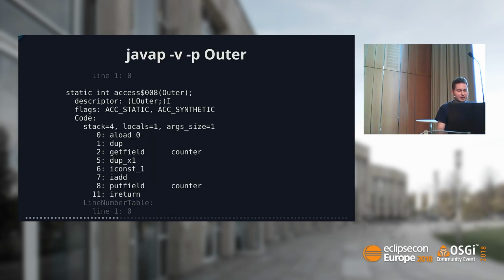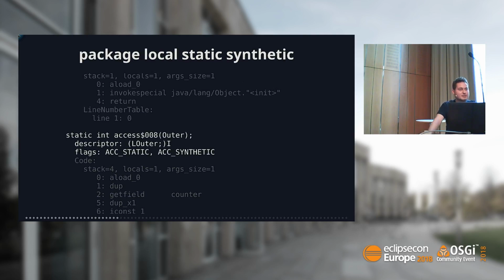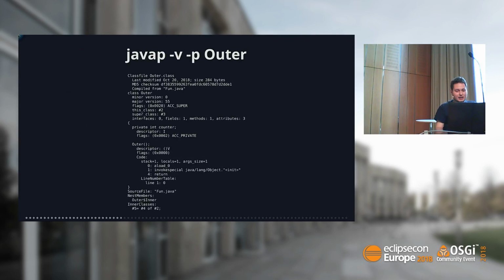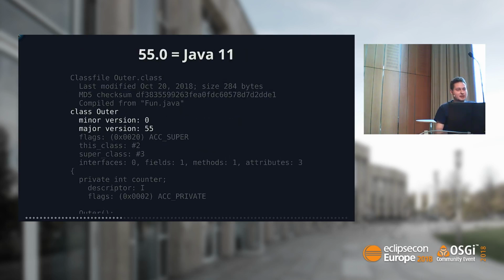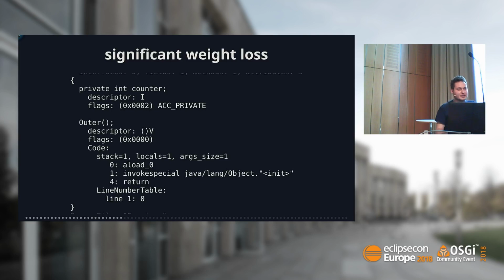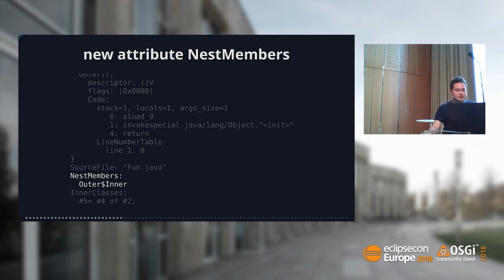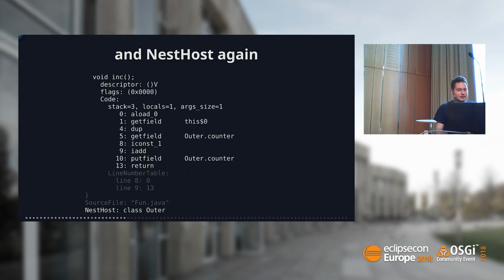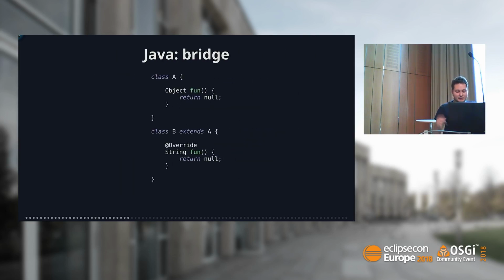This method is actually doing the same trick as with the constructor. It's now package local, again for the same reasons, and this method does the increment. This again changed with Java 11. We again have the weight loss. We don't need this indirection because we have new attributes. In this case, we have NestMembers, which describes: okay, I'm an outer class and I have the following inner classes. And in the inner class, we now see the new attribute NestHost and a direct increment here. Because again, the JVM knows the relation.